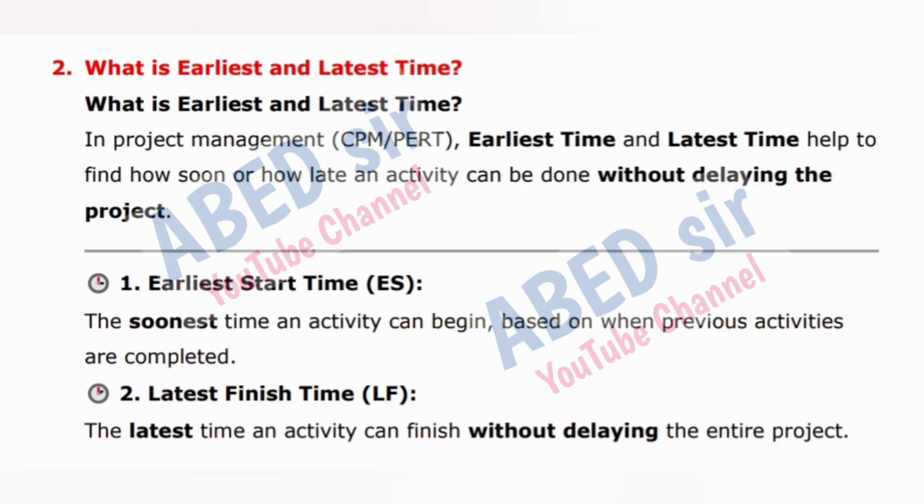What is earliest and latest time? In project management, CPM PERT, earliest time and latest time help to find how soon or how late an activity can be done without delaying the project. 1. Earliest start time, ES. The soonest time an activity can begin, based on when previous activities are completed. 2. Latest finish time, LF. The latest time an activity can finish without delaying the entire project.